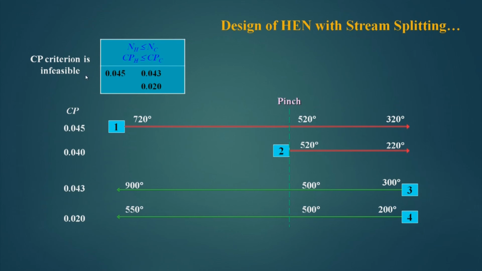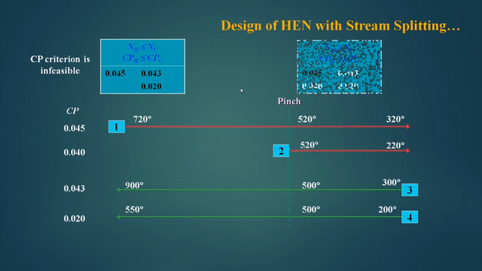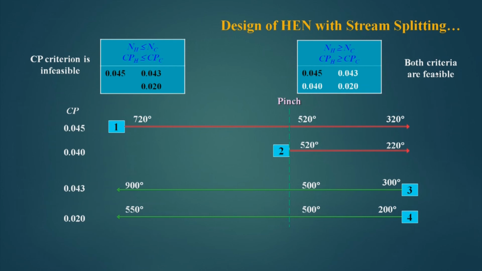The CP criteria is infeasible, that is, I am not able to apply this CP criteria for pair making. Now, here we see NH is equal to NC, so this criteria is fulfilled. CPH should be greater than CPC, so this criteria is also fulfilled. So, both criteria are feasible here, and I do not have to bother much here, but here I have to go for splitting.